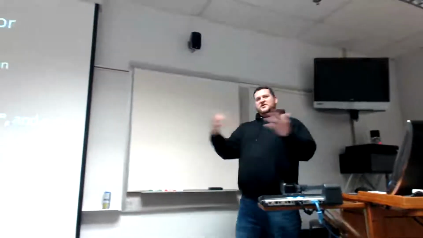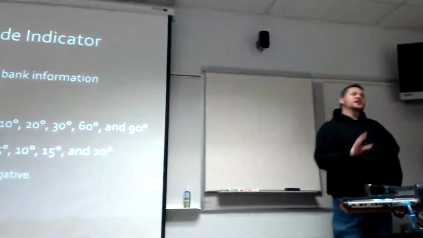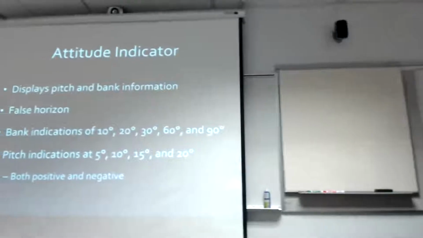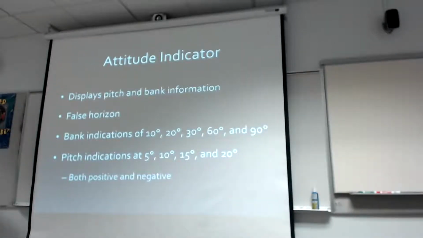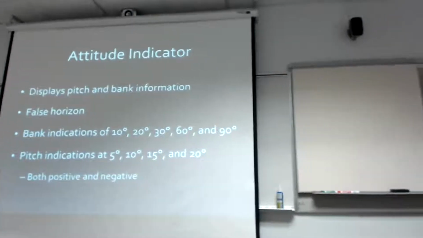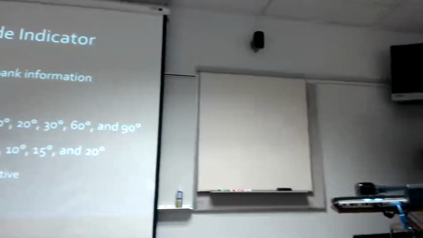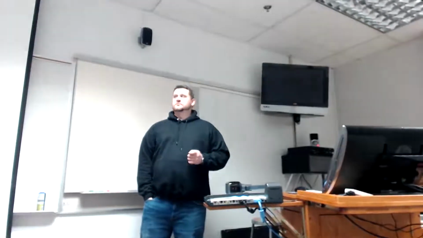Attitude indicator is going to show you pitch and bank information. It's basically your false horizon, and it's very helpful. So what were the two most important indicators out of that six-pack? Who remembers? You said this one and the altimeter. Not the attitude. Altimeter for sure. What was the other one? Heading indicator. Heading indicator.